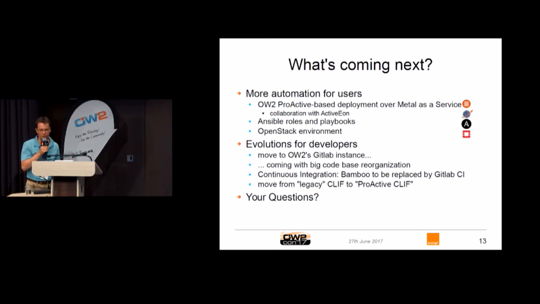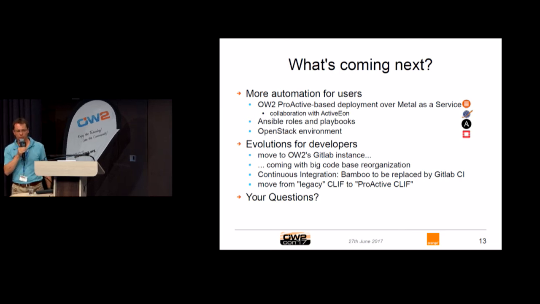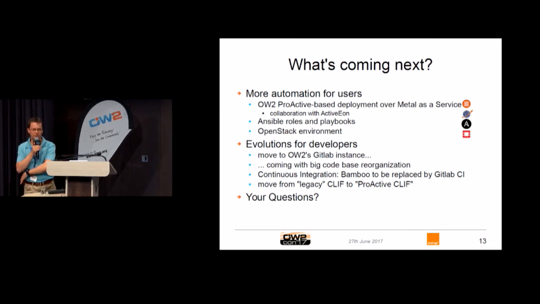And for developers, there will be some evolutions because we are going to move from Subversion to GitLab, to OW2's GitLab instance, which will imply a big code base reorganization, because today the Subversion code base is very monolithic, and we have to split that into a number of repositories. And as far as continuous integration is concerned, Bamboo is out of order right now, so we'll have to move to GitLab CI. And we are still working on completing the move from the legacy CLIF to the proactive CLIF.